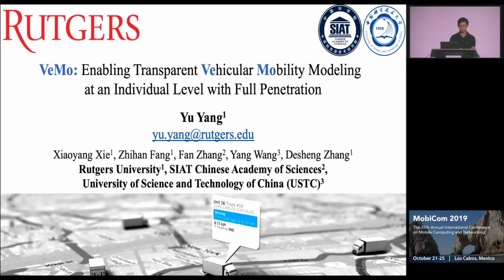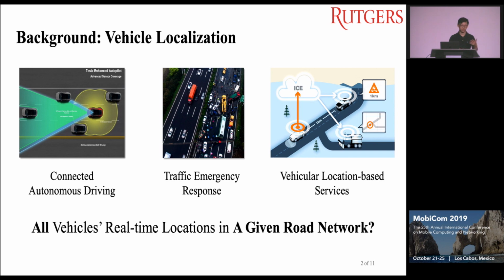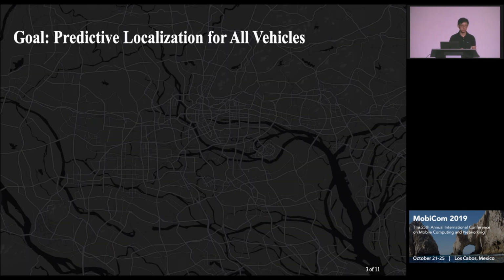So actually I'm from the same group as our previous speaker. Our work is about vehicle localization. This can enable a lot of real-world applications, such as connected autonomous vehicles, traffic emergency response, and vehicle location-based services. Given all these applications, our question is: can we infer the locations of all the vehicles in a given road network? To answer this question, we conducted a field study in an expressway system.